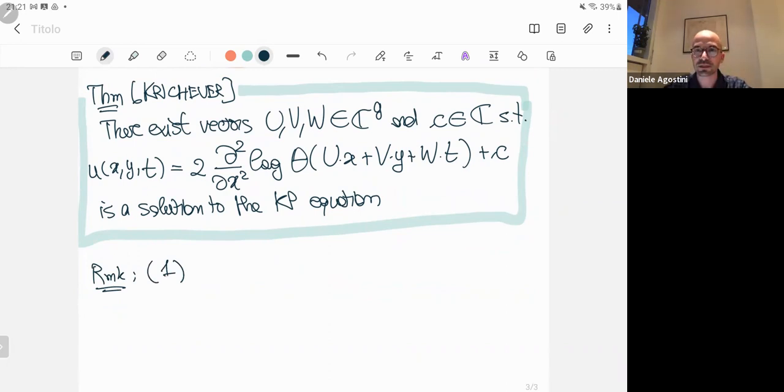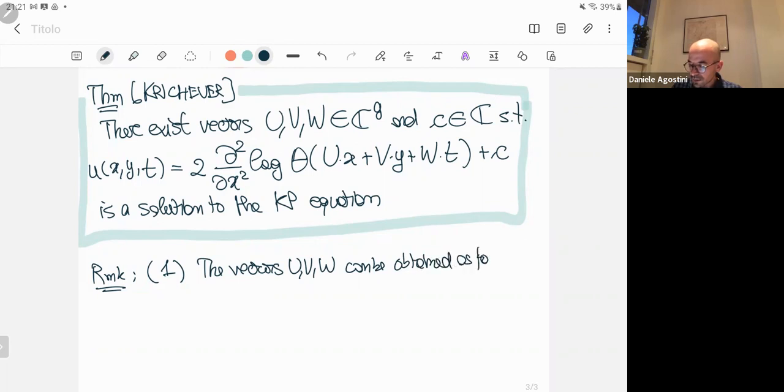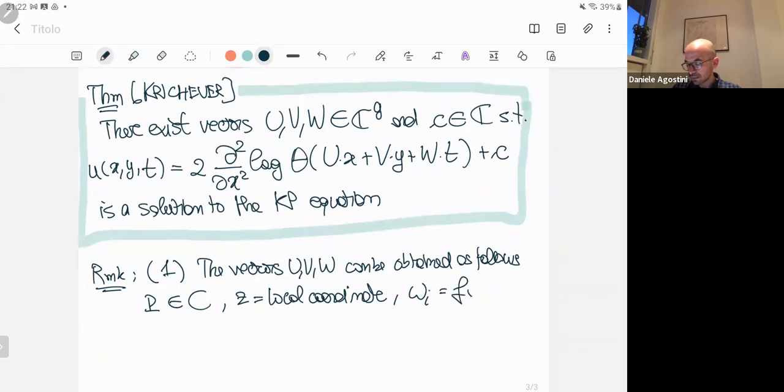So maybe I can tell you directly what are these vectors u, v, and w. It's very concrete. You take a point P on the curve C, and then you take a local coordinate in the Riemann surface sense. And then you can write each omega_i, since it's a holomorphic differential form, as a holomorphic function in these local coordinates times the standard differential.